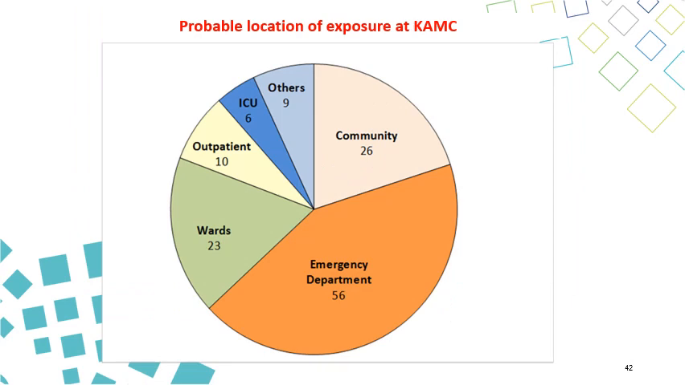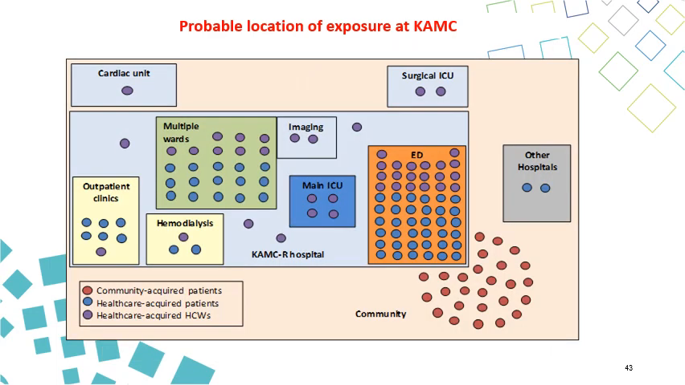This slide shows that the majority of patients were in the ER. So triage and early detection of cases is very important in controlling a MERS-CoV outbreak. This slide, again, is a map of the hospital, and the red ones are the community cases. And as you see, the main area of concentrated cases was the ER. So after this outbreak, they made several structural changes or modifications in the ER to prevent contact between different sections, as well as early detection of cases and triage.